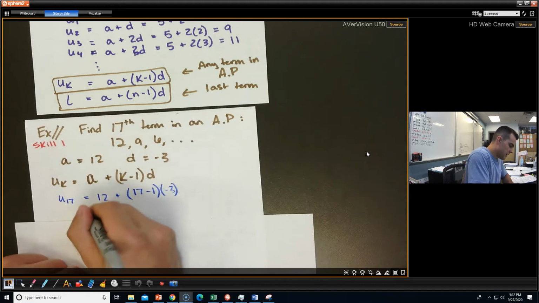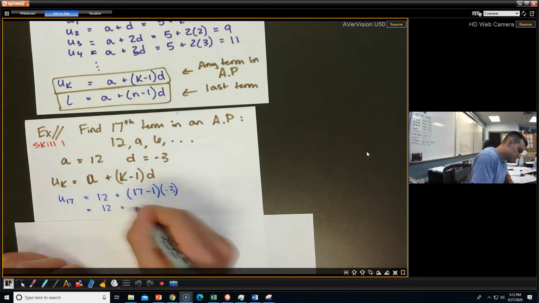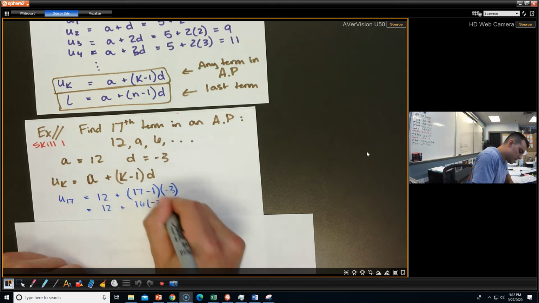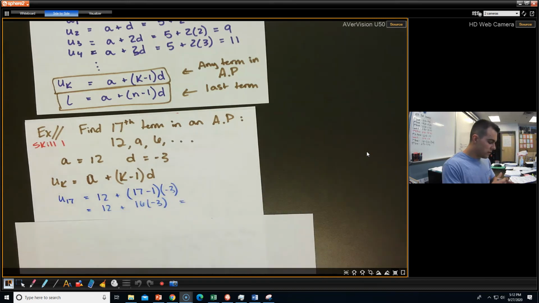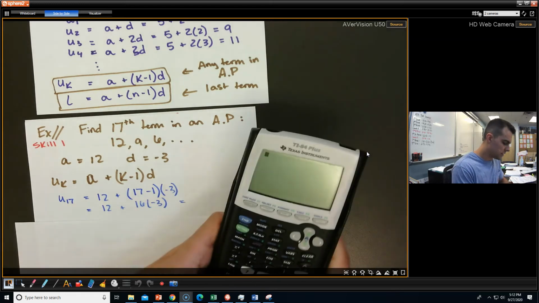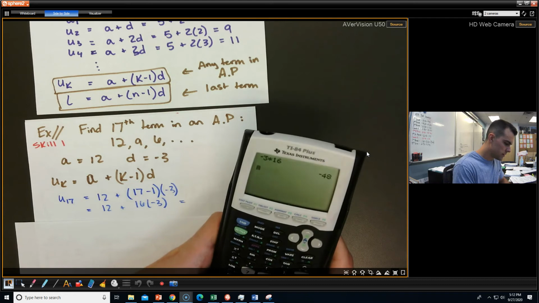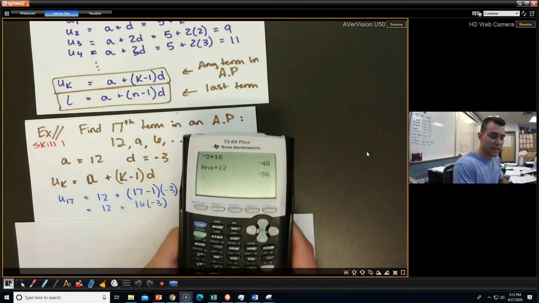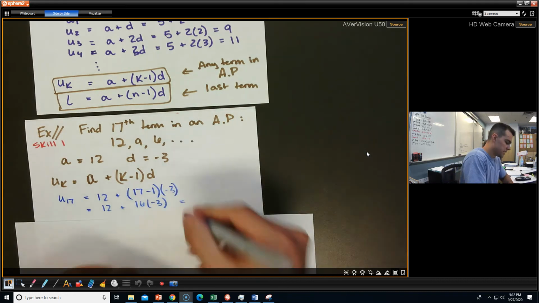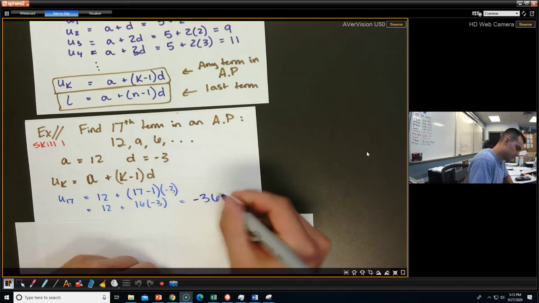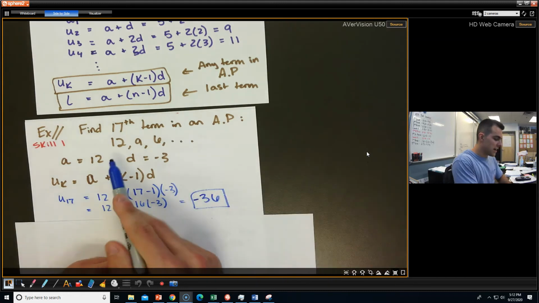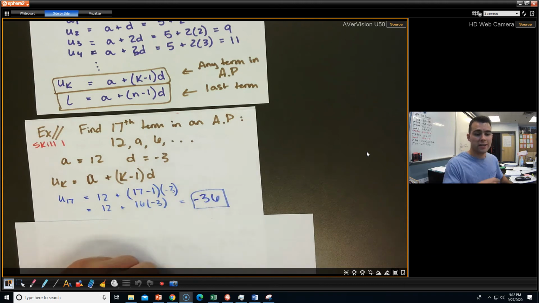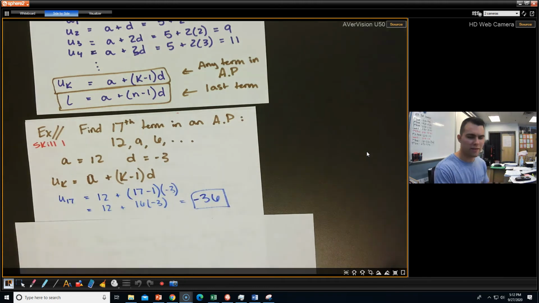And so if I work this out, I do 12 plus 16 times negative 3. Make it easier on yourselves, ladies and gentlemen. I end up getting negative 36 as my 17th term. And that does make sense. As I move forward with my terms, I'm getting smaller and smaller and smaller. All right?